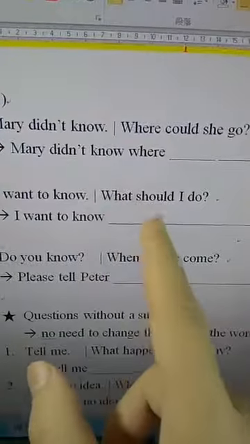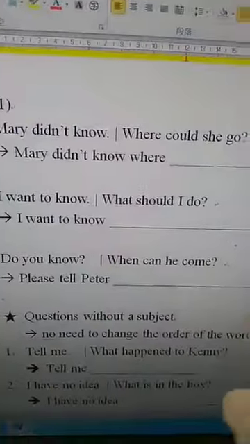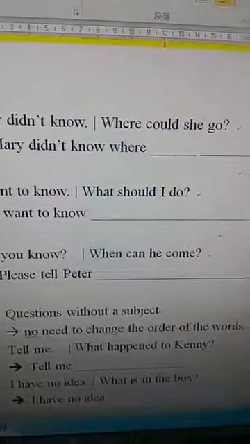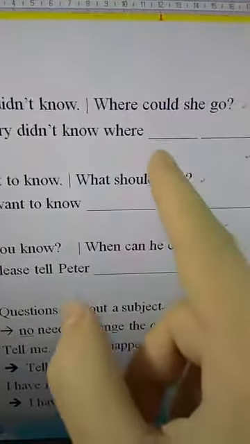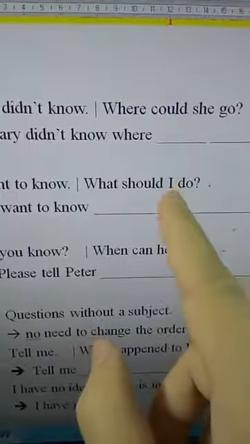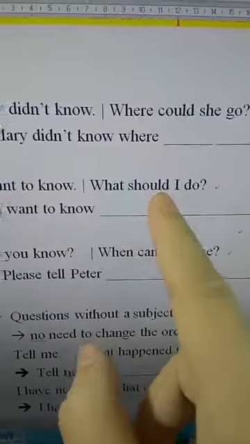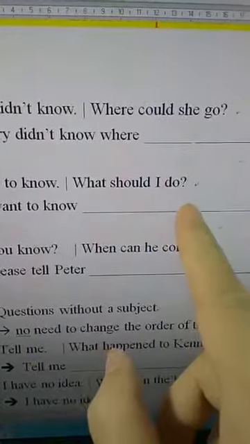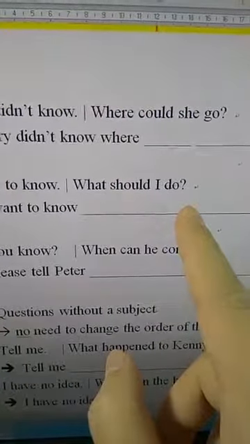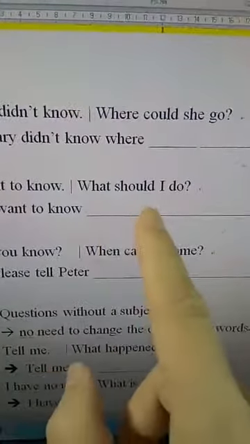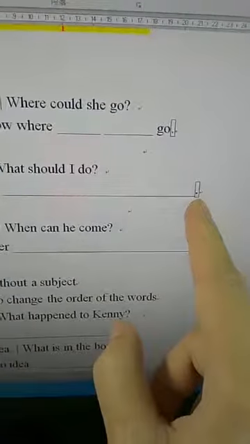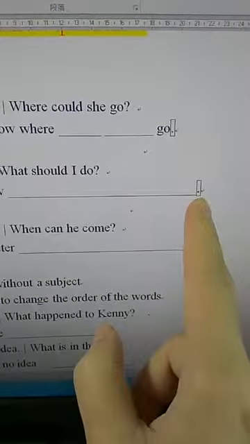That's right. We keep what first. So right now we write what first. And then what should we do? Yeah, remember that all the time we change the sequence of subject and the verb. Okay, so should I becomes I should. Okay, so the answer is what I should do, and we should add a period here.